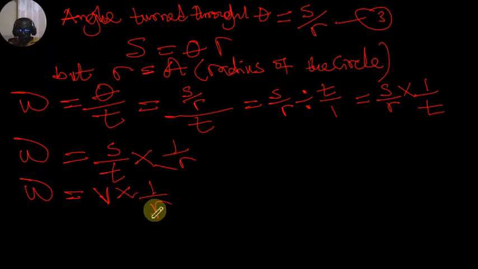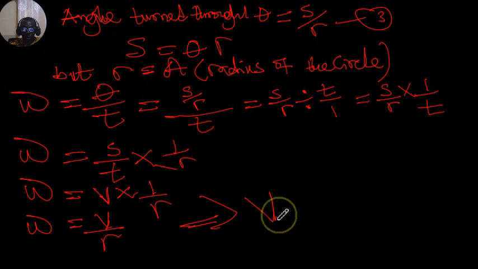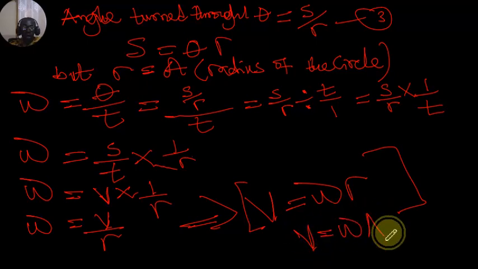So therefore, if we cross multiply now, omega here will be v over r. If you make v the subject of the formula, v equals omega r. This shows the relationship between linear speed and angular speed. But remember, this could also be written as v equals omega a, since radius and amplitude are the same. All right, so let's proceed.